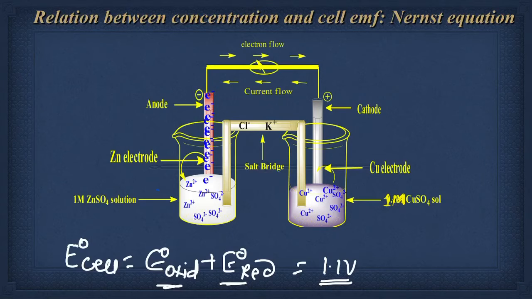Yes, we have the solution to calculate the cell EMF if different concentrations of the solution are given. The equation which can give the EMF with different concentrations is called the Nernst equation. So let's see the relation between the concentration and the cell EMF, that is the Nernst equation. Friends, already we discussed in thermodynamics the van't Hoff reaction isotherm.